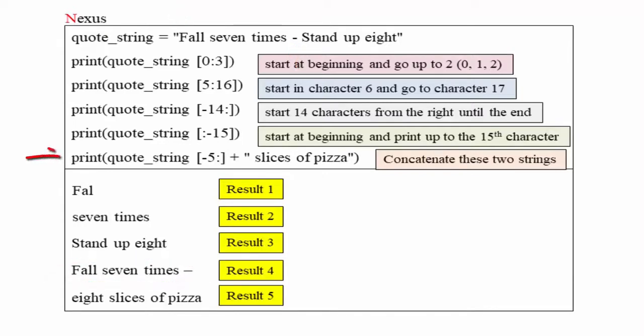And then lastly, we're going to have a -5. Then we're going to have our colon in our end bracket. And then we're going to say plus, double quote, slices of pizza, end double quote, which means concatenate these 2 strings, which is really going to get us 8 slices of pizza. And that's how you slice strings together.